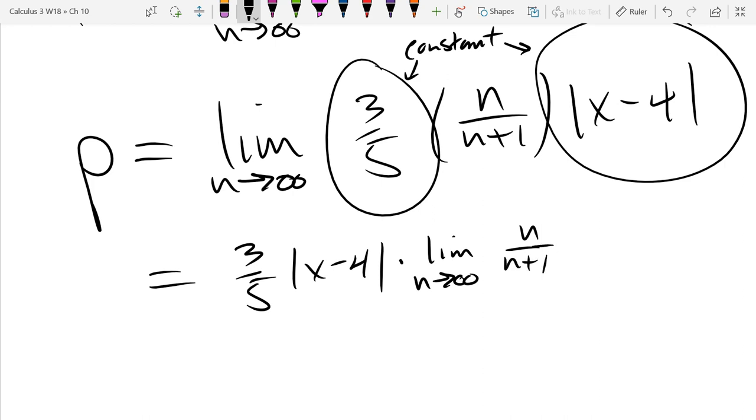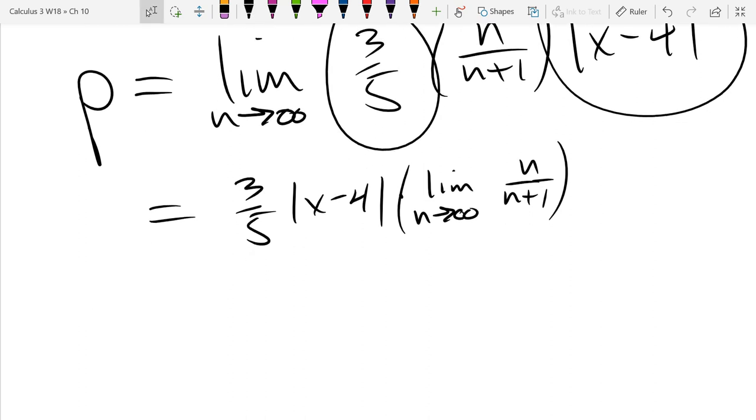So at this point, you should be able to handle this limit pretty easily. What is the limit as n gets really big of n over n plus 1? Not zero. One. So you can look at high powers, or you can use L'Hopital's rule: infinity over infinity, derivative would give you 1/1. So lots of ways to do that limit. I'm not gonna go over them. That limit will be 1. Of course, this is rho.